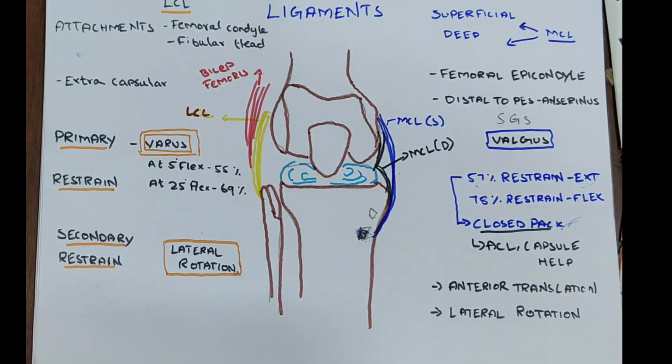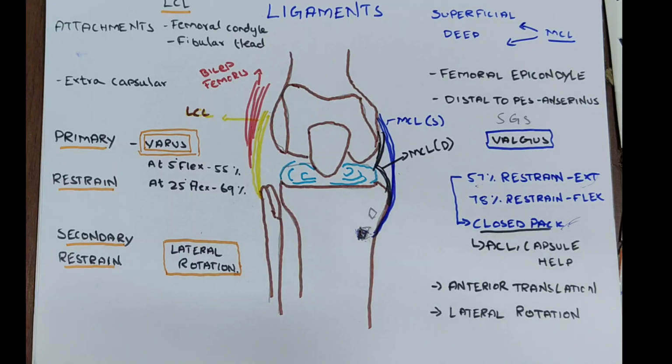In primary restraint, for the varus force at 5 degrees of flexion, 55% will happen. At 25 degrees of flexion, 69% of the restraint will happen. The secondary restraint is lateral rotation, as we saw the same with the MCL. I would like to add another thing to it.